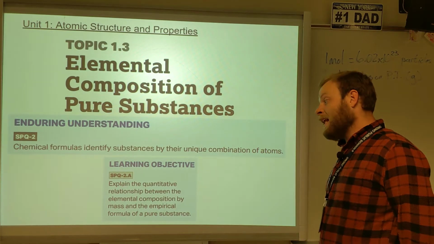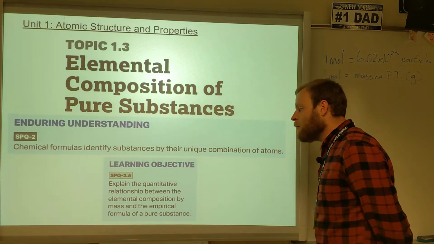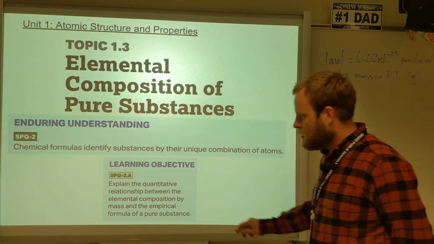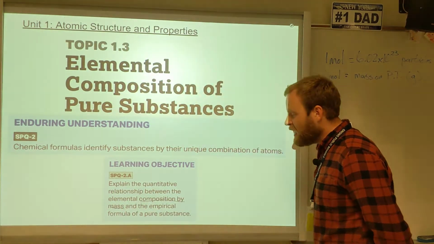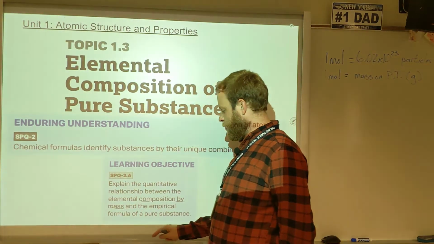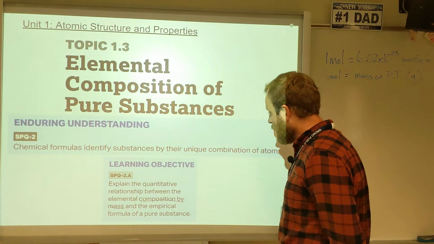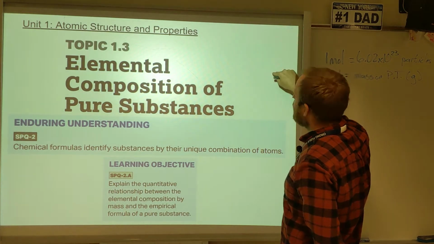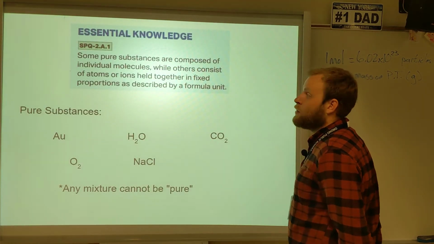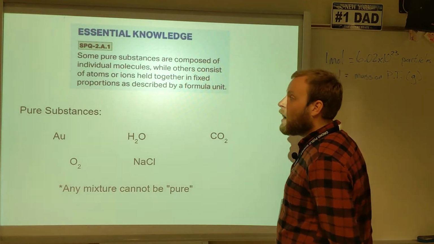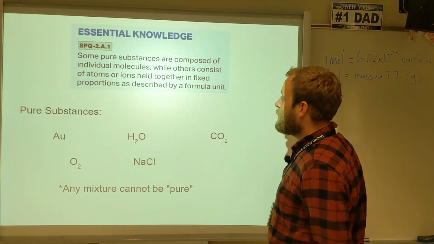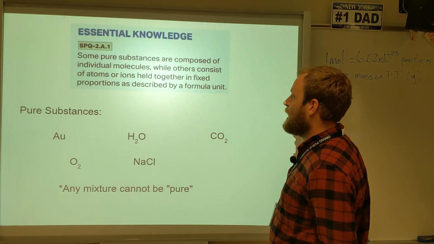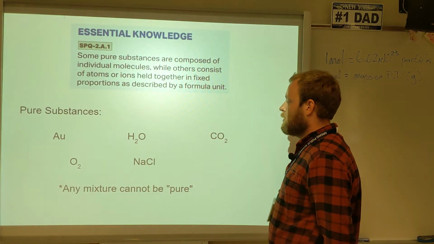Learning objectives: to explain the quantitative relationship between the elemental composition by mass. So we're going to learn composition by mass and the empirical formula of pure substances. So we'll figure that out too. Okay, great. Essential knowledge: some pure substances are composed of individual molecules, while others consist of atoms or ions held together in a fixed proportion described by a formula unit.